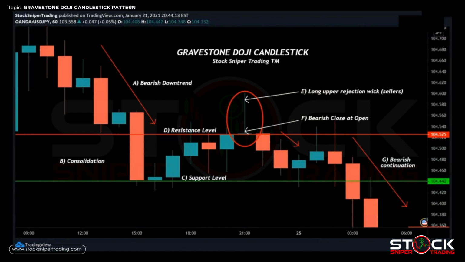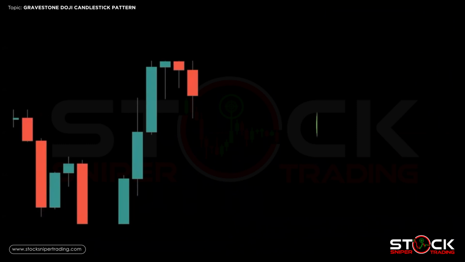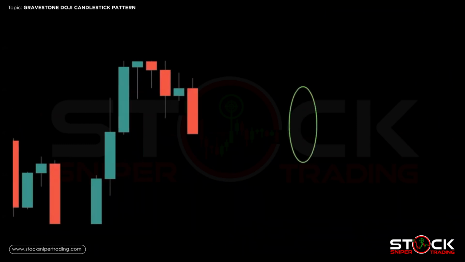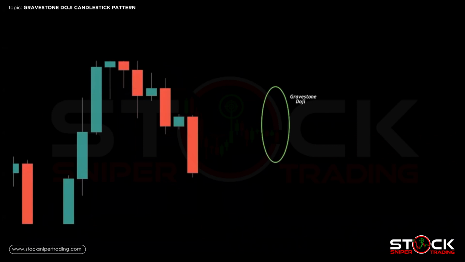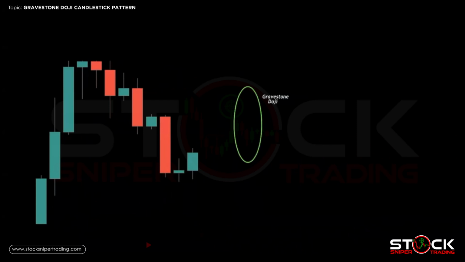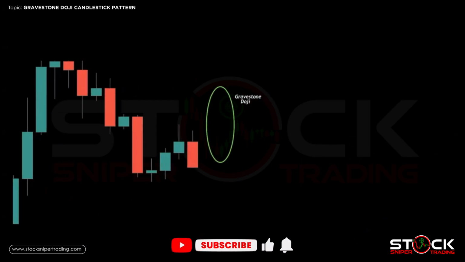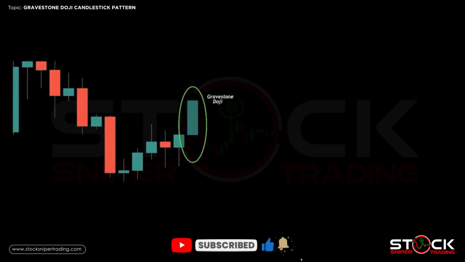Let's take a look at how this formed live. So we have a little uptrend here, and then now we have encountering some selling pressure. The original trend was bearish, so this could be just a short-term pullback on the bullish side. However, we are not breaking any significant levels of resistance to continue to the further upside. And now we encounter our Gravestone Doji.